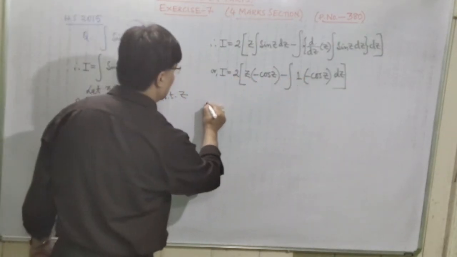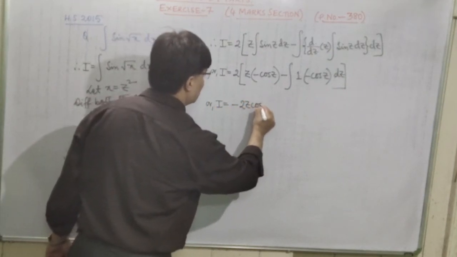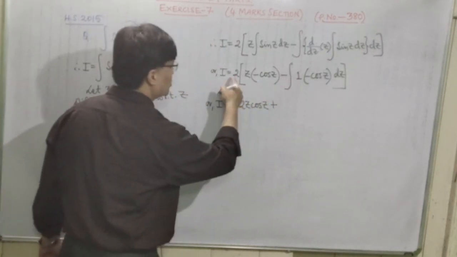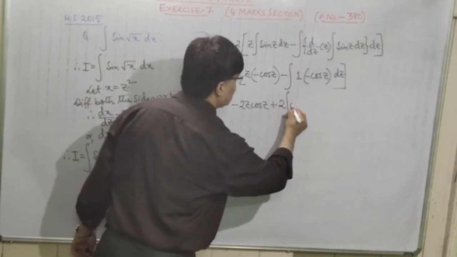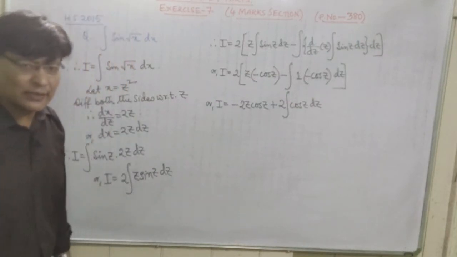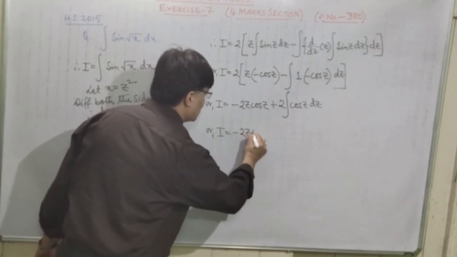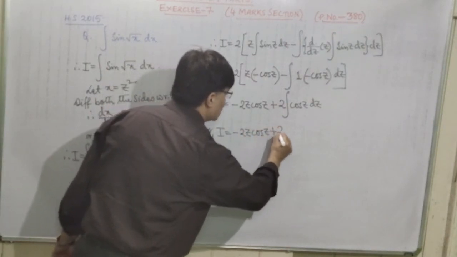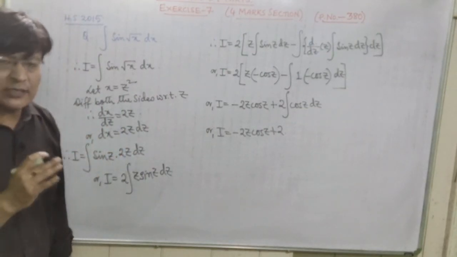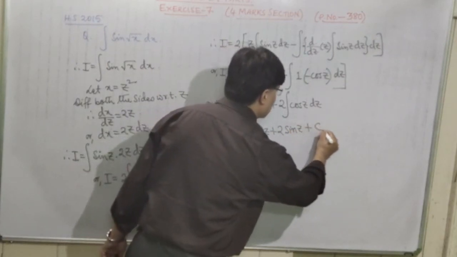So let us open the bracket now. I is equal to minus 2z cos z, and minus into minus is plus, 2 integral cos z dz. Is that clear? Or I is equal to minus 2z cos z plus 2 into, what is the integration of cos z dz? The differentiation of which function is cos z? That is sine z, then plus c.